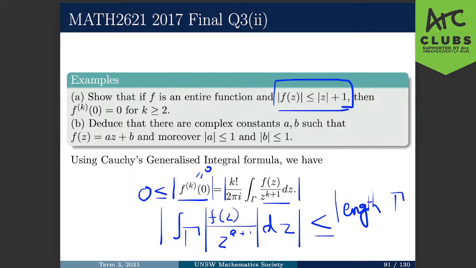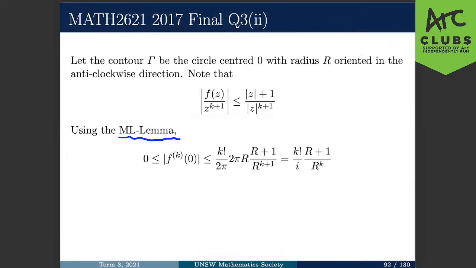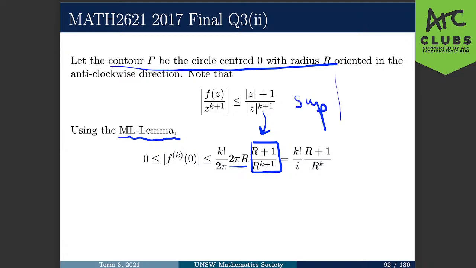Now, Wendy would have gone through this yesterday: the ML lemma would say this. If we're trying to apply the ML lemma, what we're saying is that this should be less than or equal to the length of this contour, and this contour can be whatever I choose, multiplied by the supremum of this modulus. So it's the length of the contour multiplied by the supremum of the thing inside. I want the maximum value of it. In this particular case, I have chosen the contour to just be the circle centered at 0 with radius r. And so the length of this contour would be 2 pi r. That's just the circumference of this circle. And the second thing here is the supremum of f of z divided by z to the k plus 1.